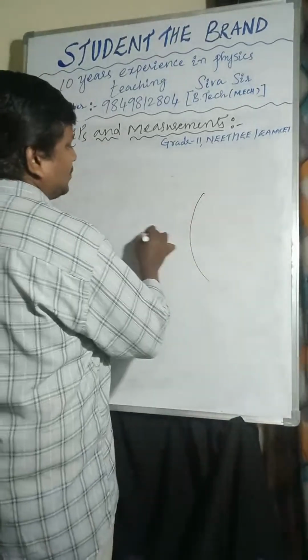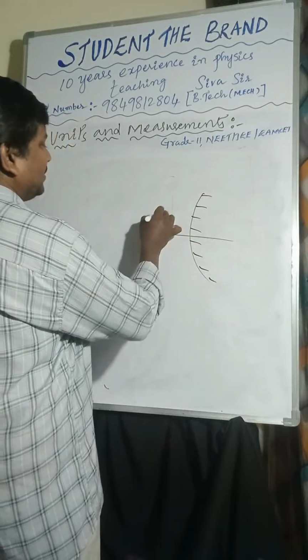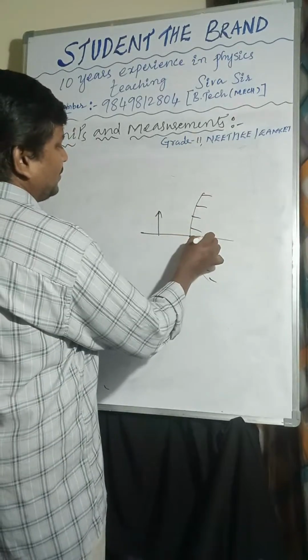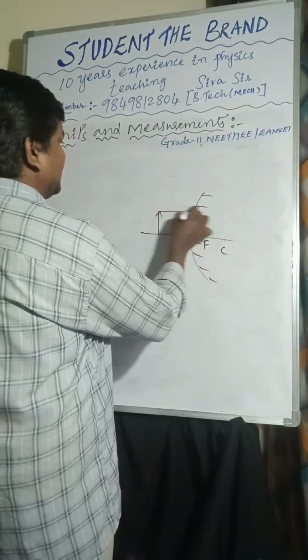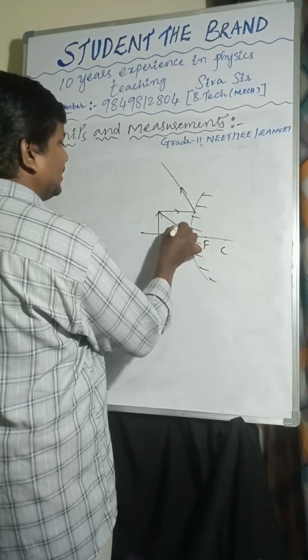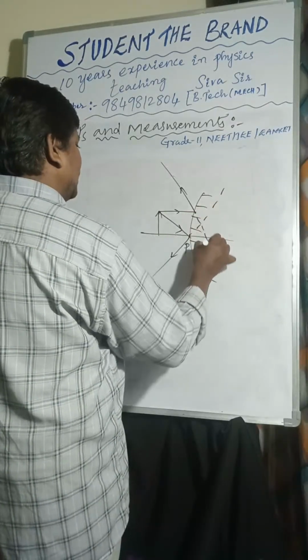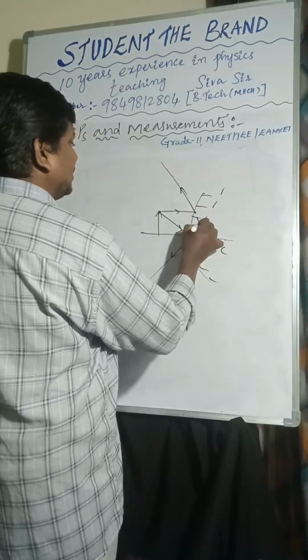See, in the convex mirror, where are the positions? This is the pole, focus and center of curvature. If you are placing the object like this, the ray will be reflected back, and here also this will be reflected back. If you are extending these light rays, the image will form here. So a virtual image will form here.